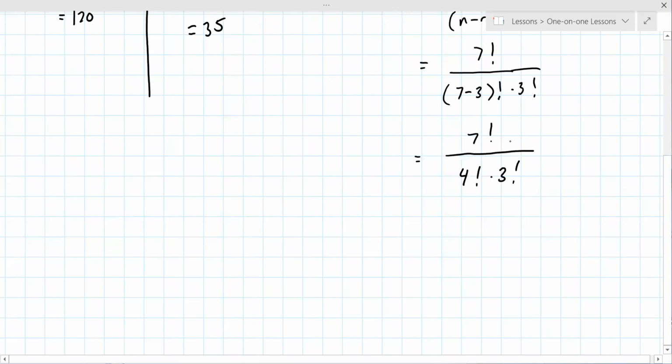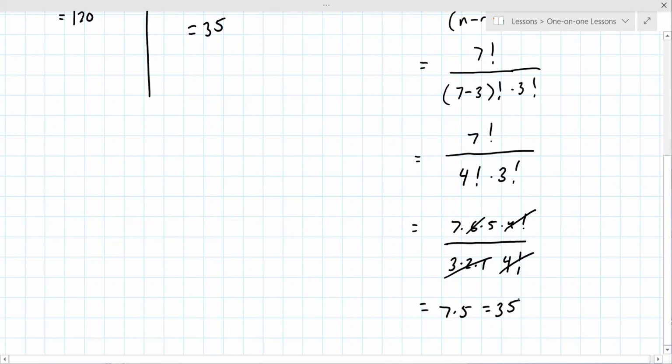And then depending on how comfortable you are with this, it's 7 times 6 times 5 times 4 factorial up top. And then this 4 factorial you put down here. So these cancel. 3 factorial is 3 times 2 times 1. That's this part over here. That's 6. That cancels with that 6. And you get 7 times 5, which is 35. Let me know if I need to repeat any of that.